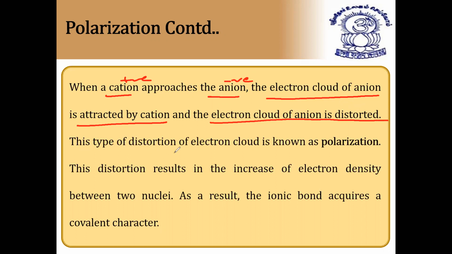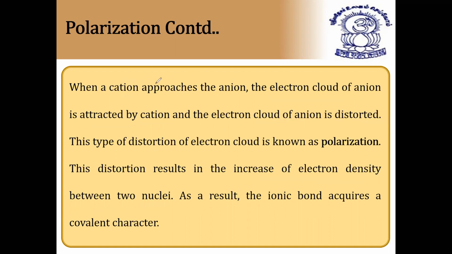This type of distortion of the electron cloud is known as polarization, and this distortion results in an increase of electron density between the two nuclei because the electrons are attracted by the cation. As a result, the ionic bond acquires a covalent character. So some ionic compounds also will have covalent character. Based on this concept, the concept is polarization.